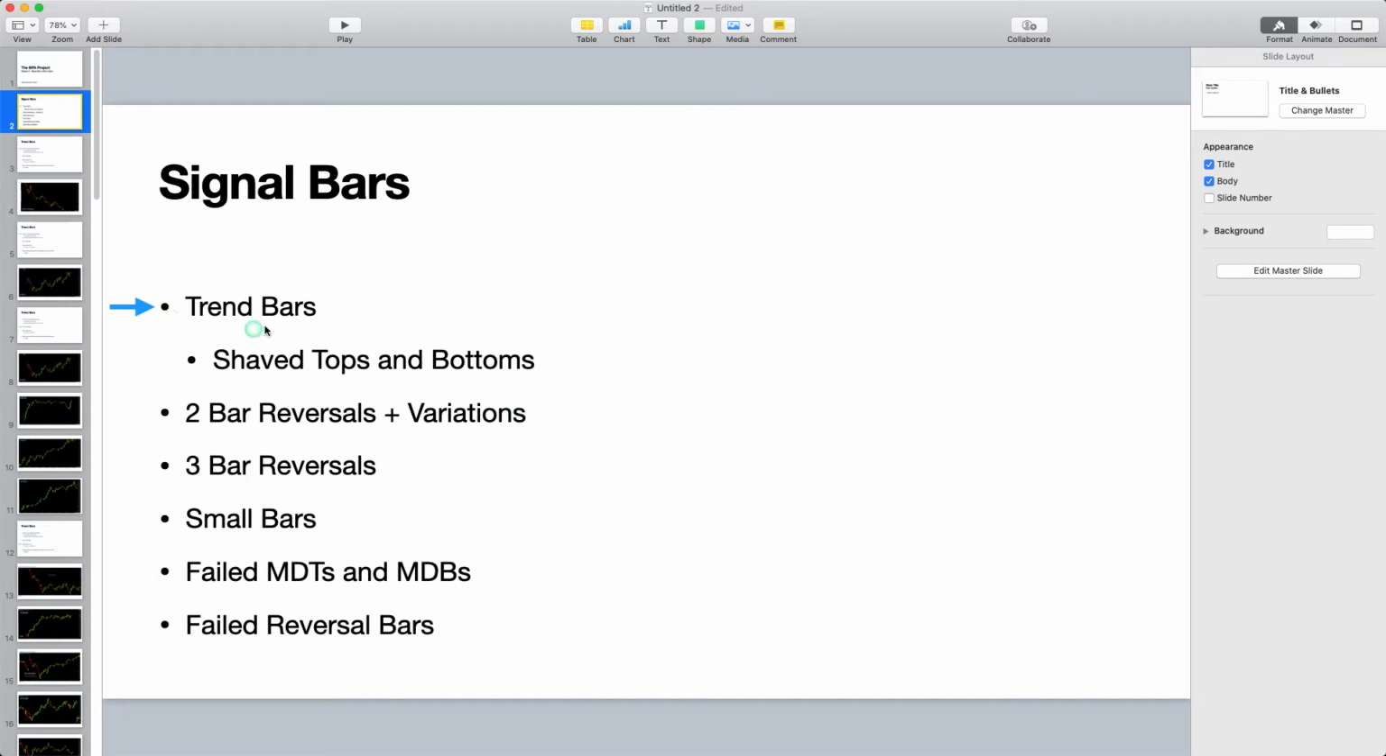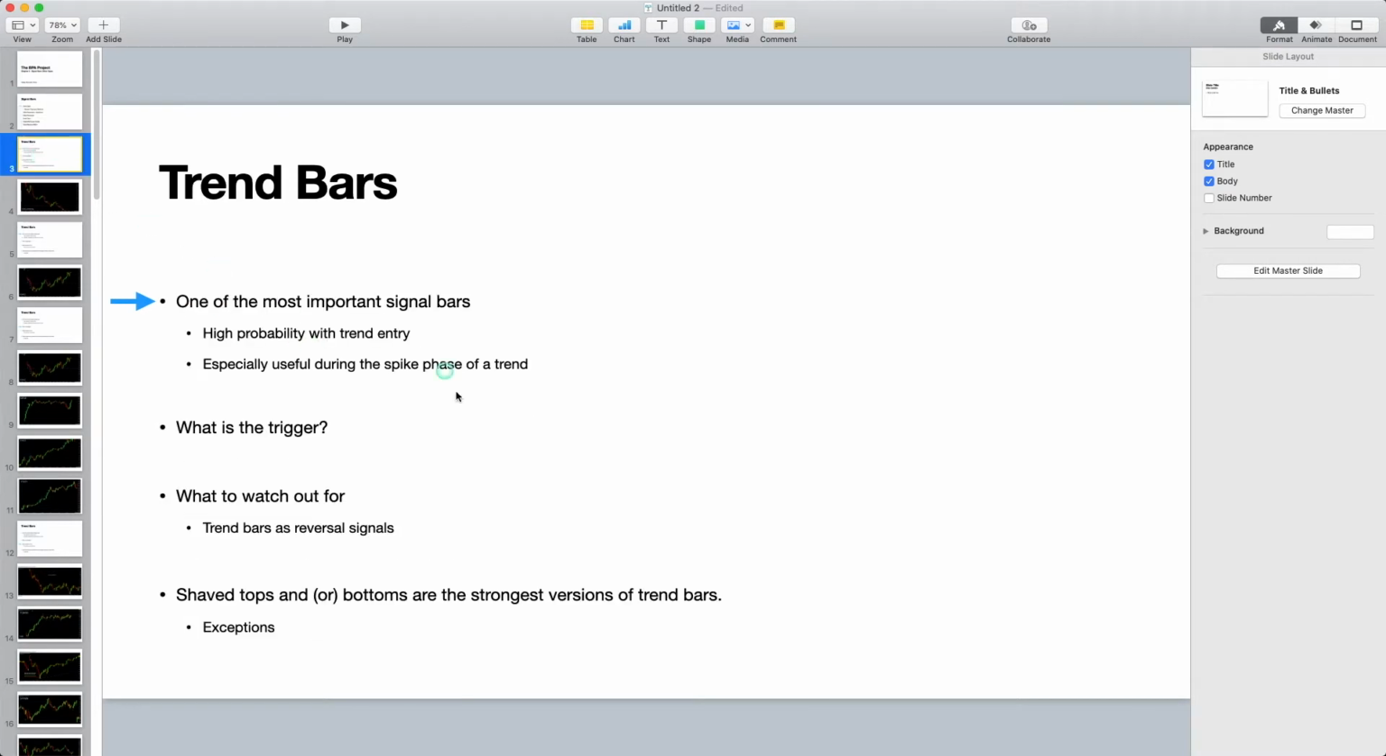The first type of signal bar we'll be talking about is the trend bar. A trend bar is one of the most important signal bars, and it's one of the highest probability signals because it shows proof that your side owned the bar in your desired direction. And ideally, the bar has a small tail or no tail above and below the bar.